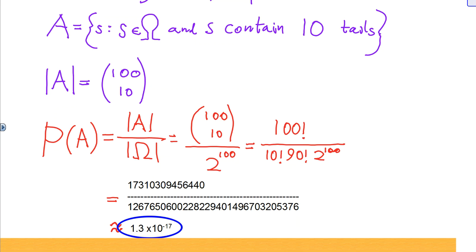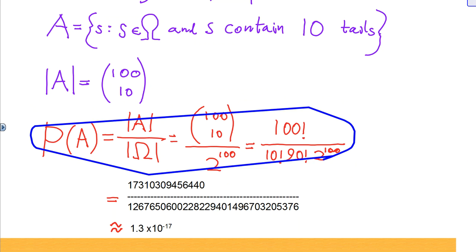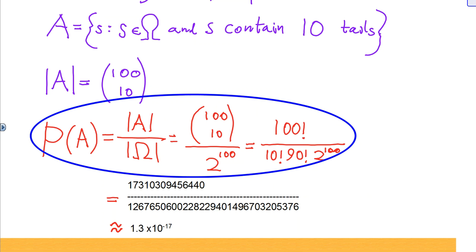The exact numbers are not really of that much interest, but what is important is to understand the way to get there, which is to use this equation. So that's it.